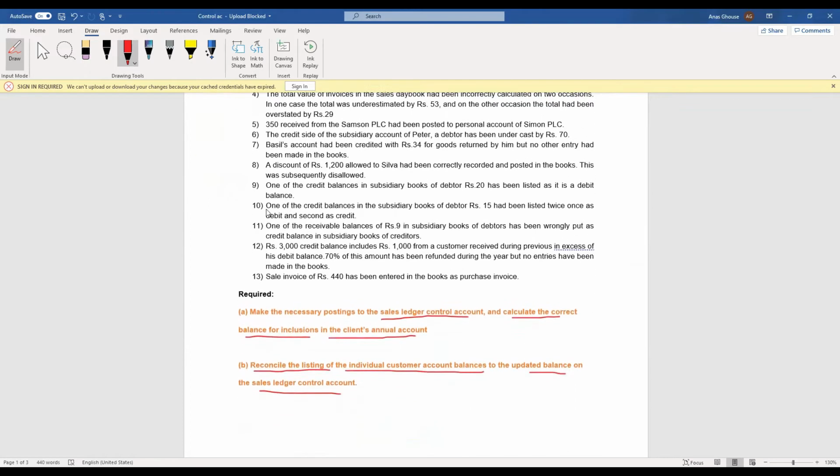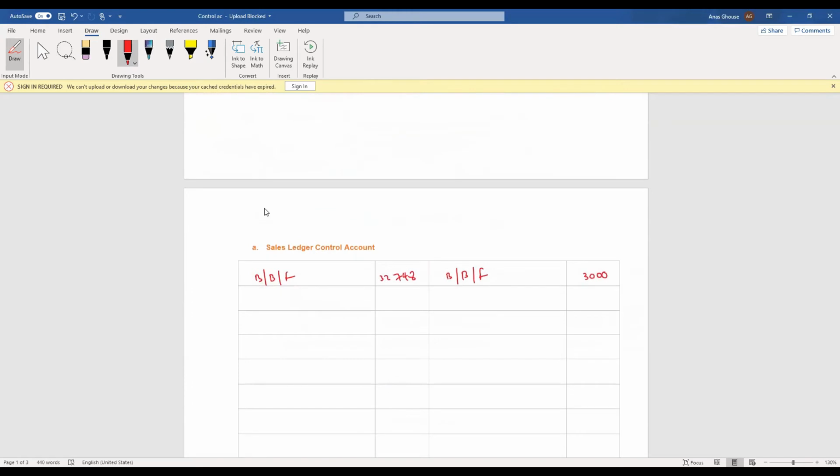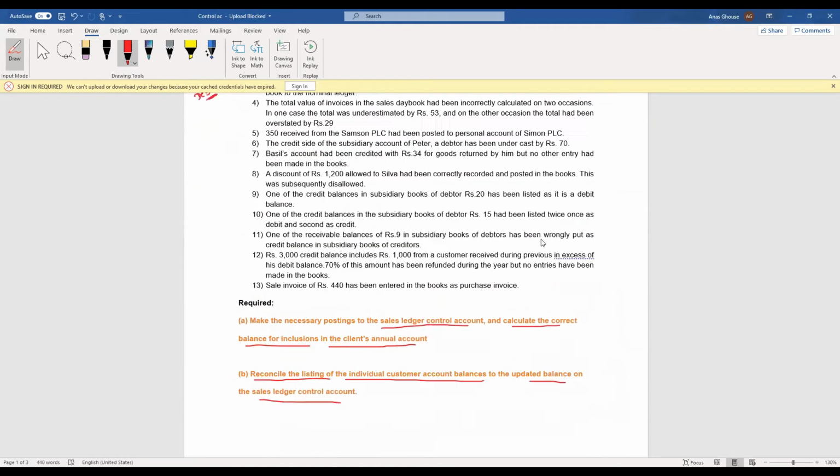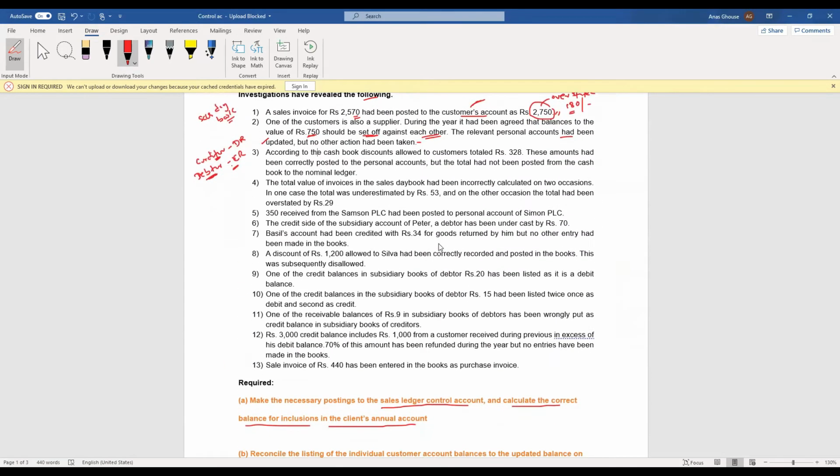So let's move on to the sales ledger control account. Let's say set off against creditors, 750. So we need to credit. This is the debit side and this is the credit side. Okay, so let's move on to the third one.